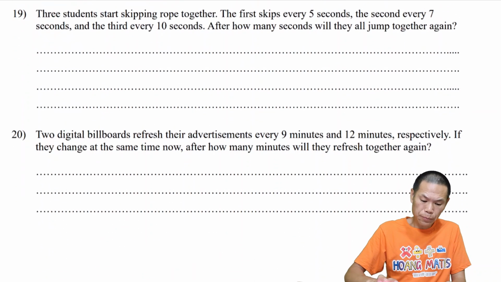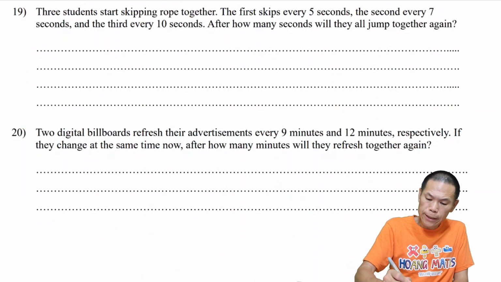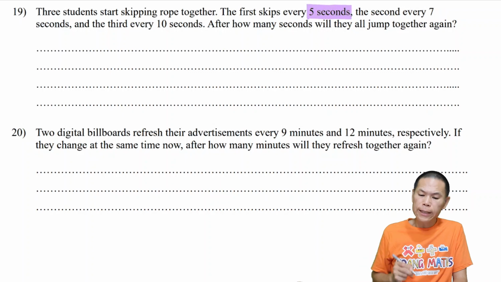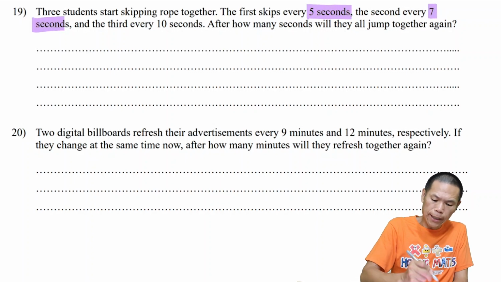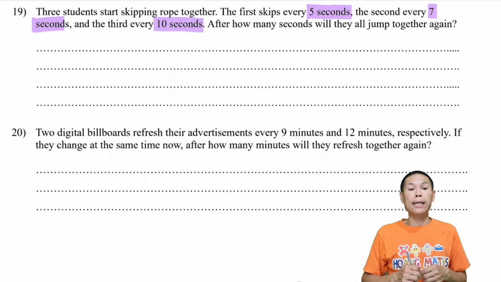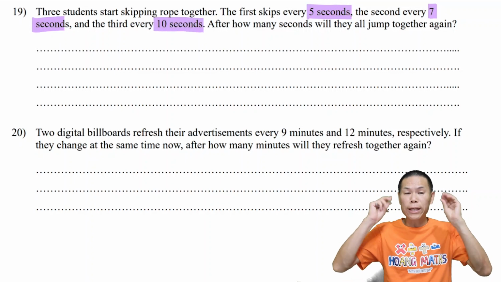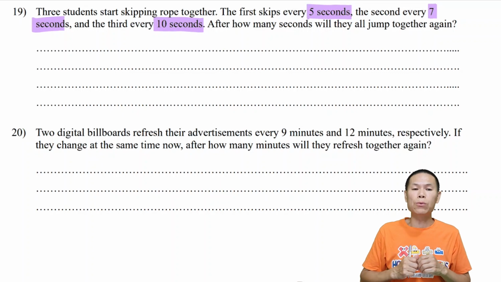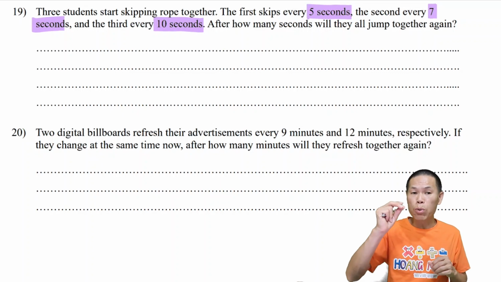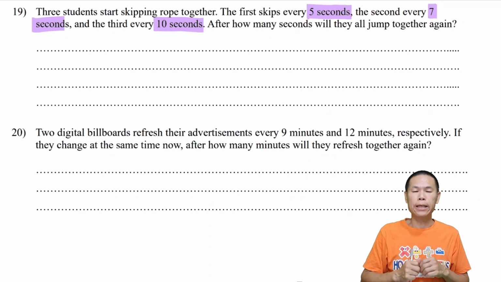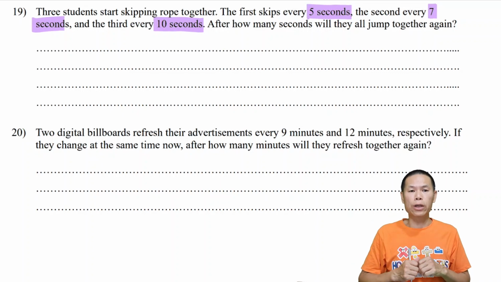Number 19, the first student skips every 5 seconds, and the second one every 7 seconds, and the third one every 10 seconds. And please take note, we know that 10 is a multiple of 5 as well. So in other words, we just need to work out the multiple of 7 and 10. That's all we need. Okay, so keep that in mind.